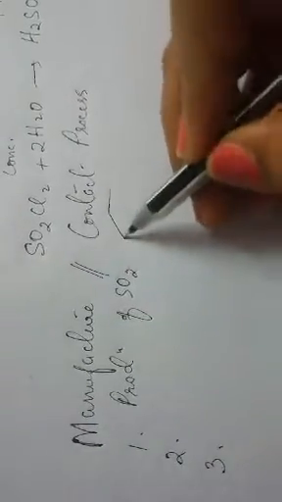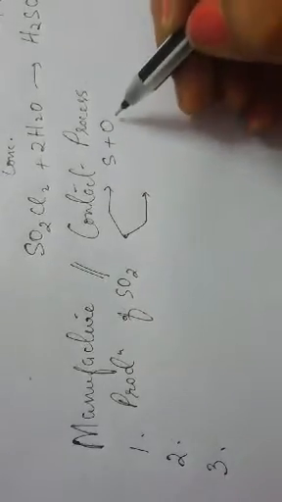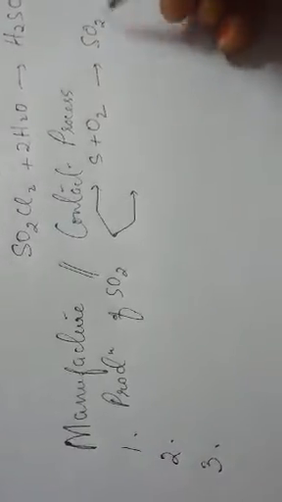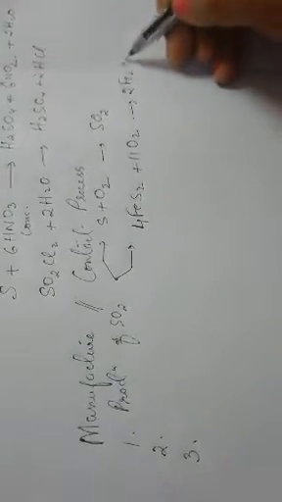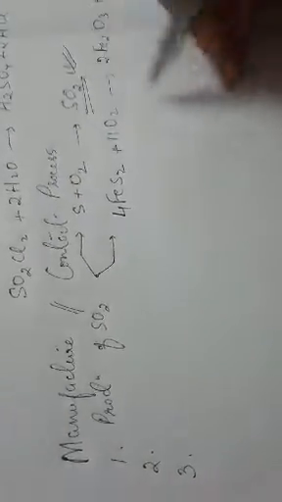Now this can be done by two ways, either heating of sulfur or heating of iron pyrites. FeS2 is iron pyrites. You simply heat these, the first step is to obtain sulfur dioxide. Now this burns with a pale blue flame. Sulfur burns with a pale blue flame to give sulfur dioxide.